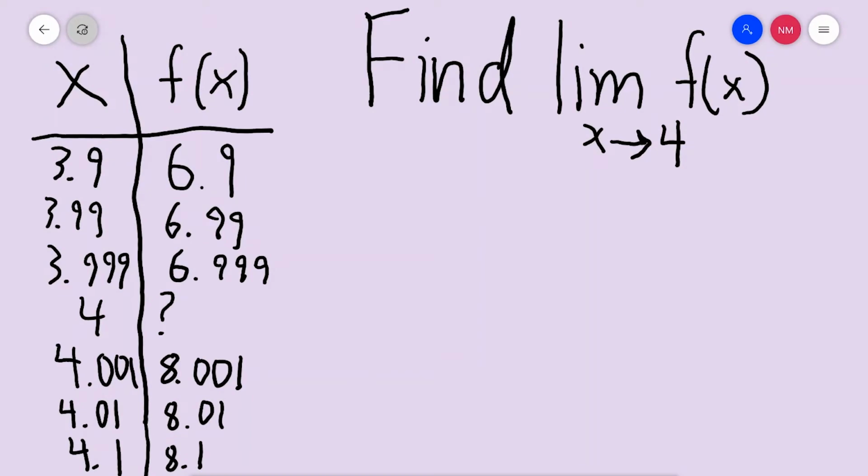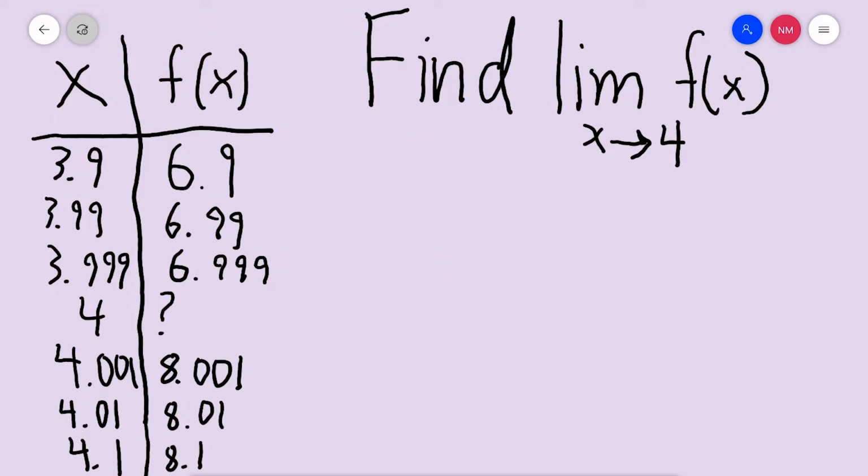So today we're going to learn how to estimate limits using tables. So I've already drawn this table for f of x, and we want to find the limit of f of x as x approaches 4. In order to find that limit, we need to compare the left-hand limit and the right-hand limit using the table. So first, let's try to estimate the left-hand limit.